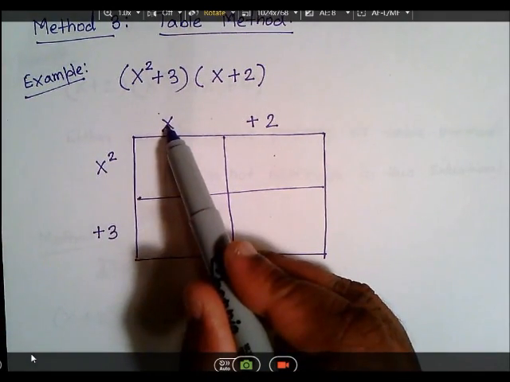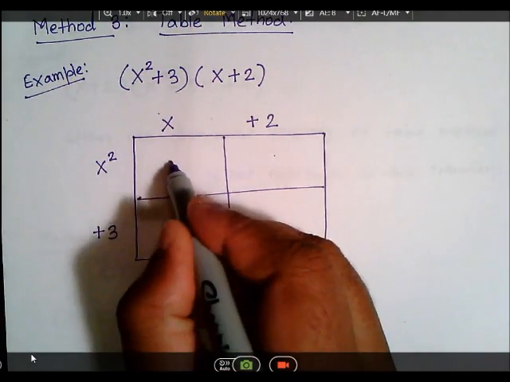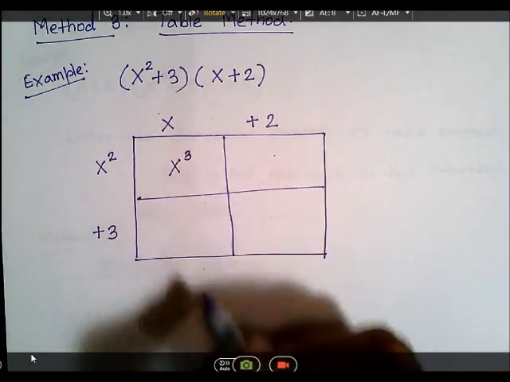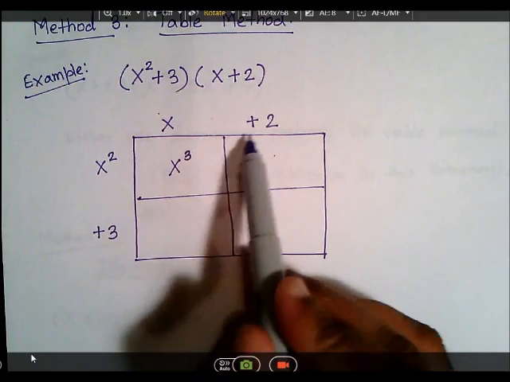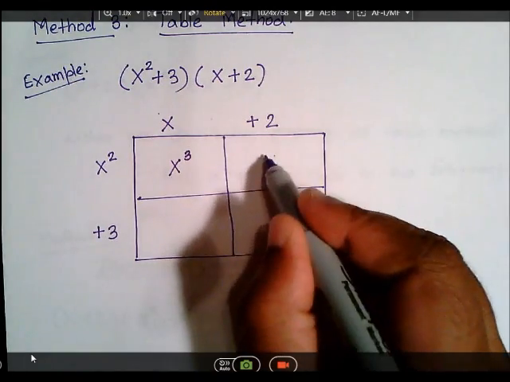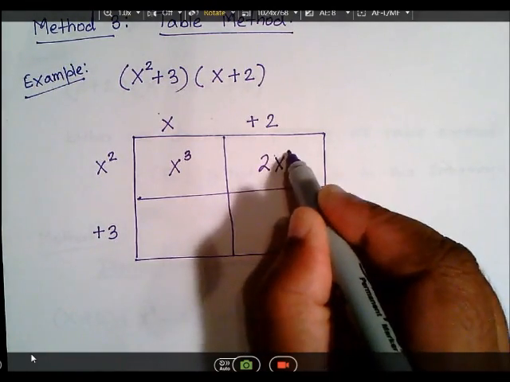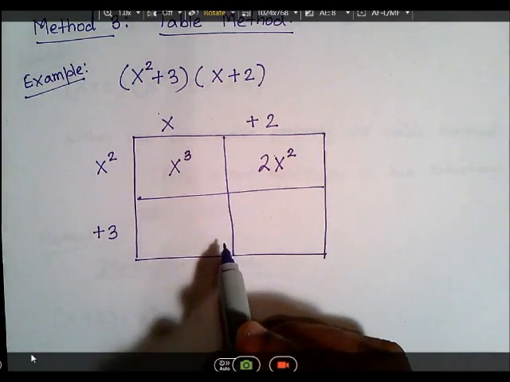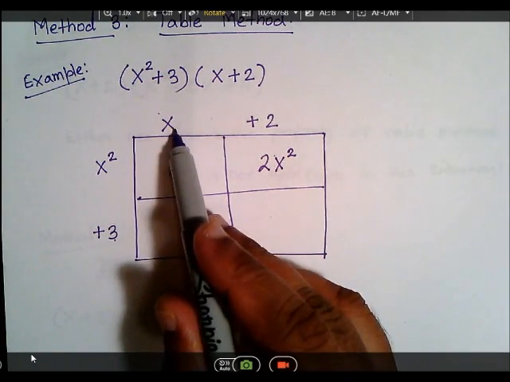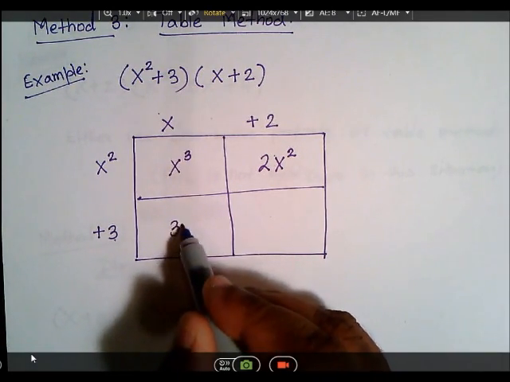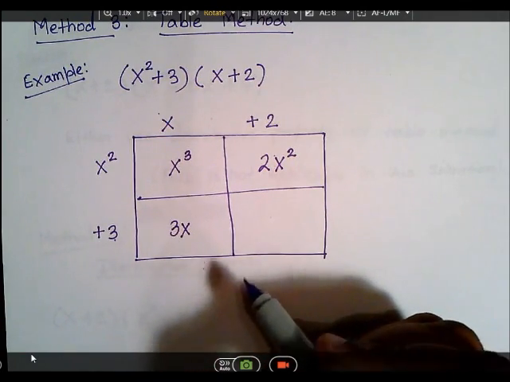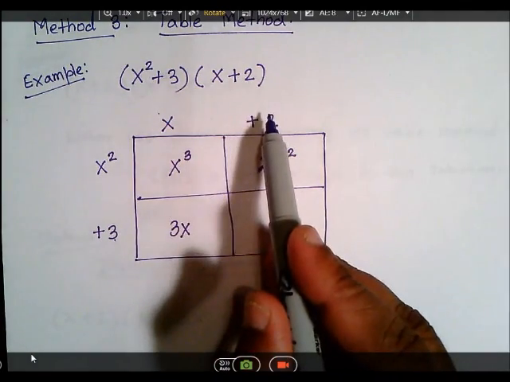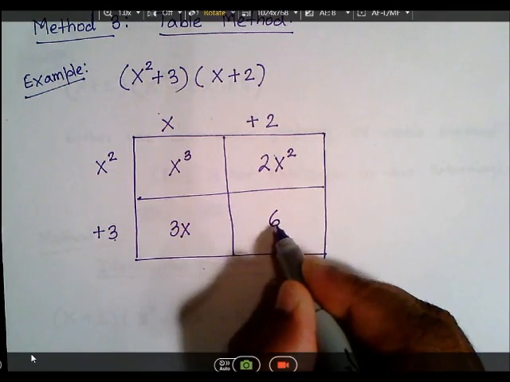So x squared times x is going to give me x cubed. X squared times 2 is going to give me 2x squared. 3 times x is going to give me 3x. 3 times 2 is going to give me 6.